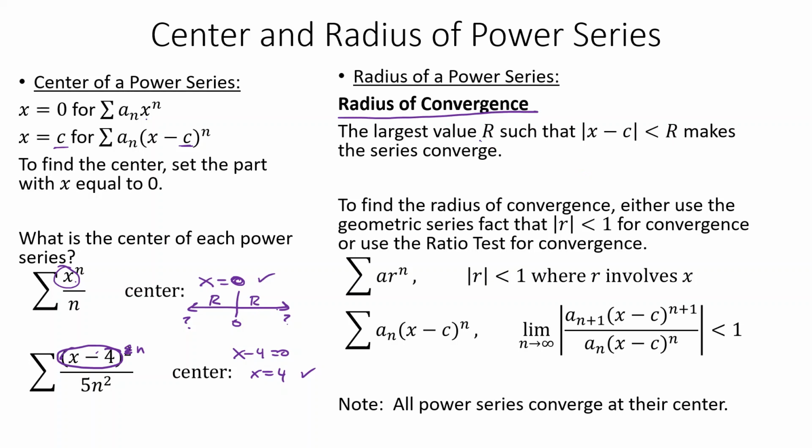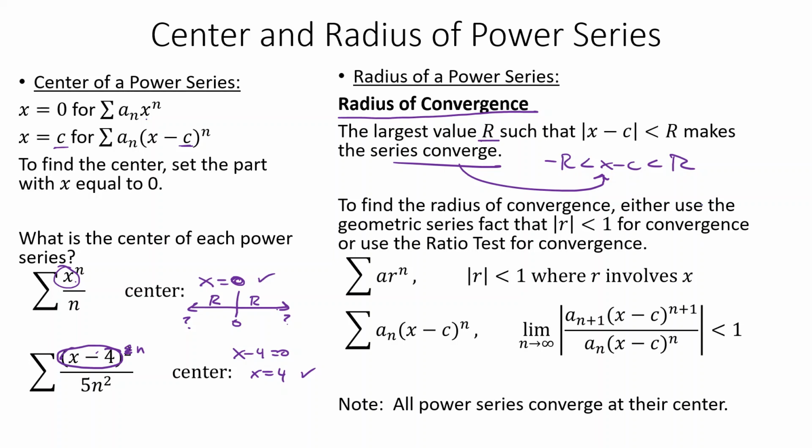All right, it's the largest value r such that the absolute value of x minus c, and sometimes c is 0, is less than r. Or in other words, negative r is less than x minus c is less than r, and this series converges for all x in there. All right, so we would just add c to each side, and that would tell us what it's between, but we have to find this r somehow.